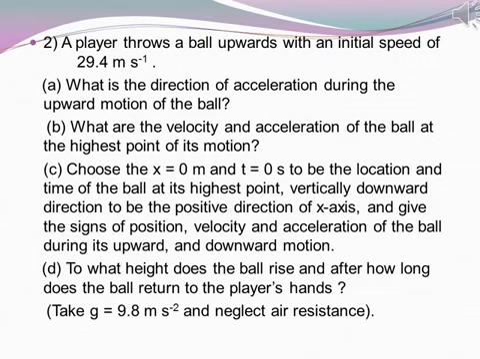Vertically downward direction to be the positive direction of the x-axis, and give the signs of position, velocity and acceleration of the ball during its upward and downward motion. And D. To what height does the ball rise and after how long does the ball return to the player's hand? Take g is equal to 9.8 meter per second square and neglect air resistance.